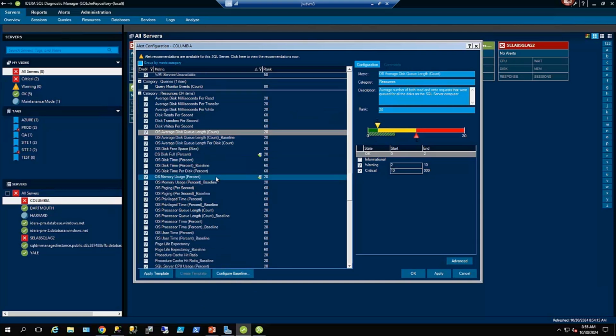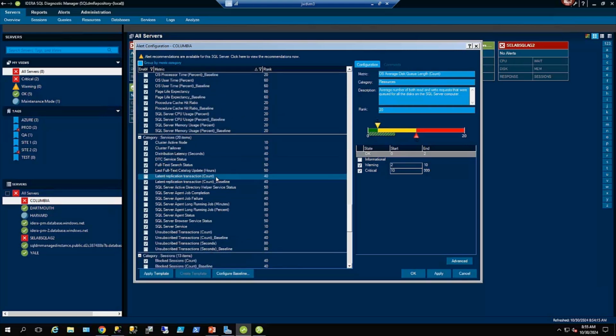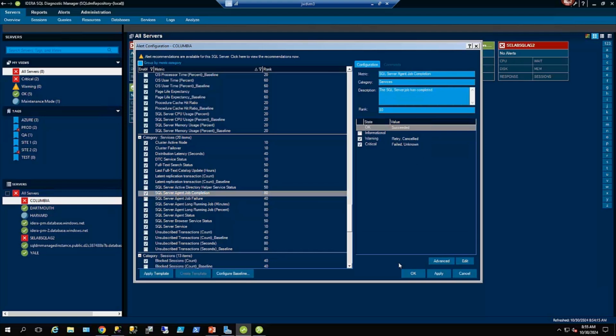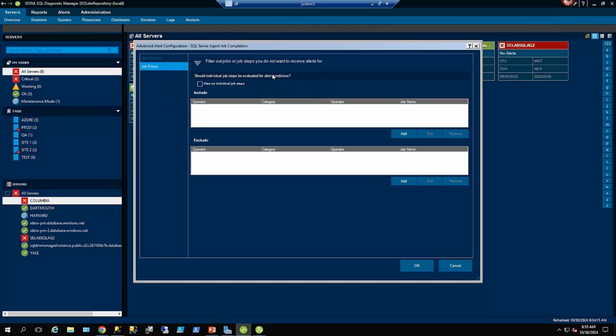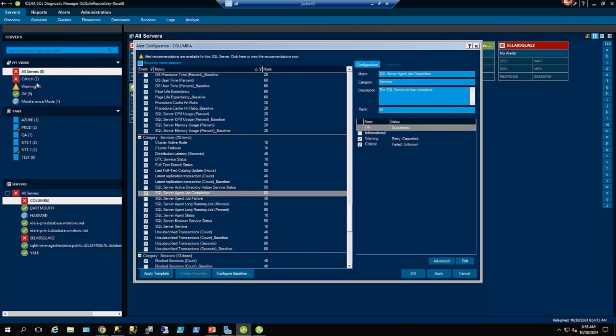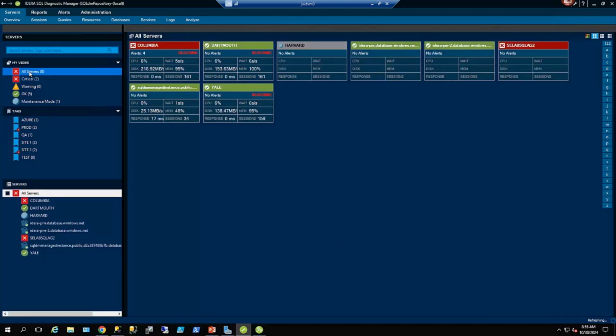Another thing to consider when we talk about the metrics is that you can make exceptions, and pretty much throughout this product, any metric that we're monitoring will have advanced options. So let's look at SQL Server job completion. Just note that with every metric you can hit advanced, and within advanced you can go through and, depending on the metric, include or exclude exceptions so that you're not getting false positives or getting email notifications about alerts that aren't alerts.